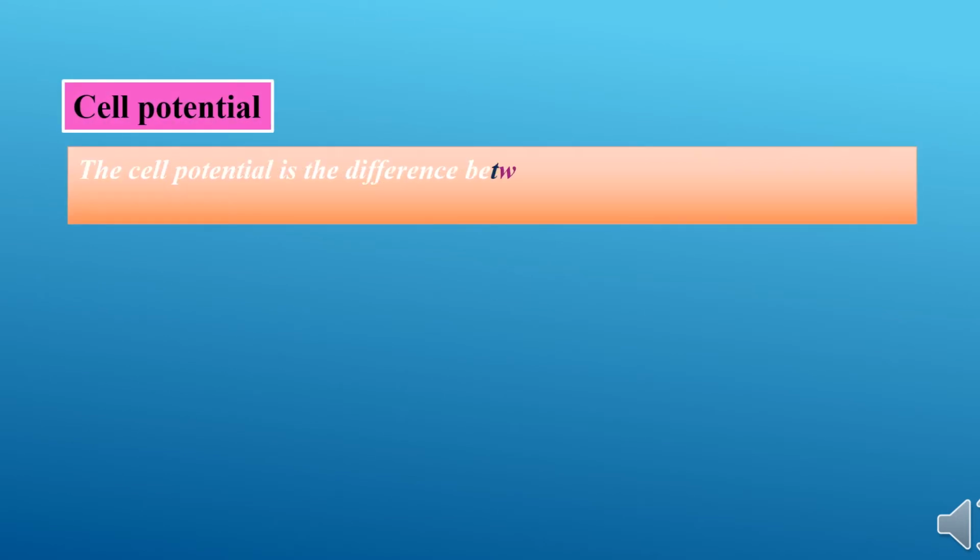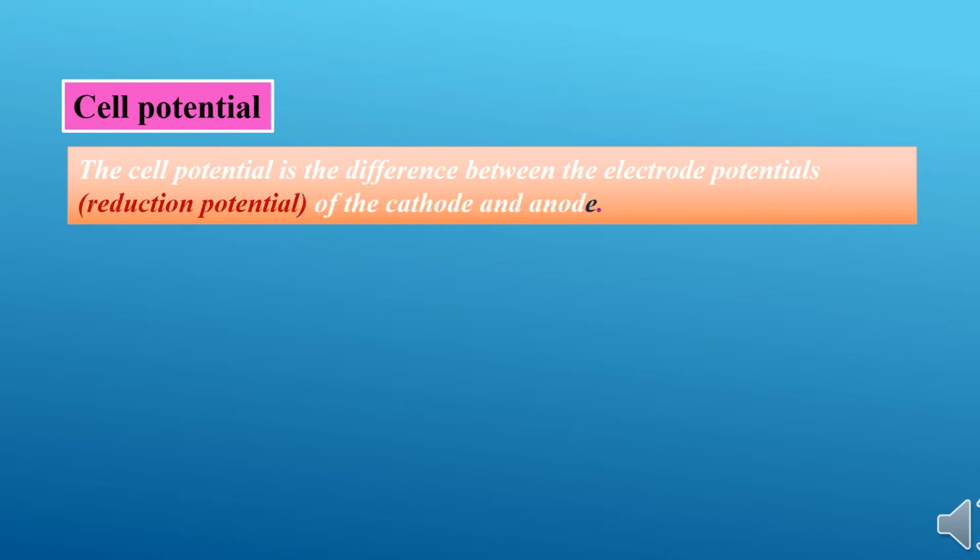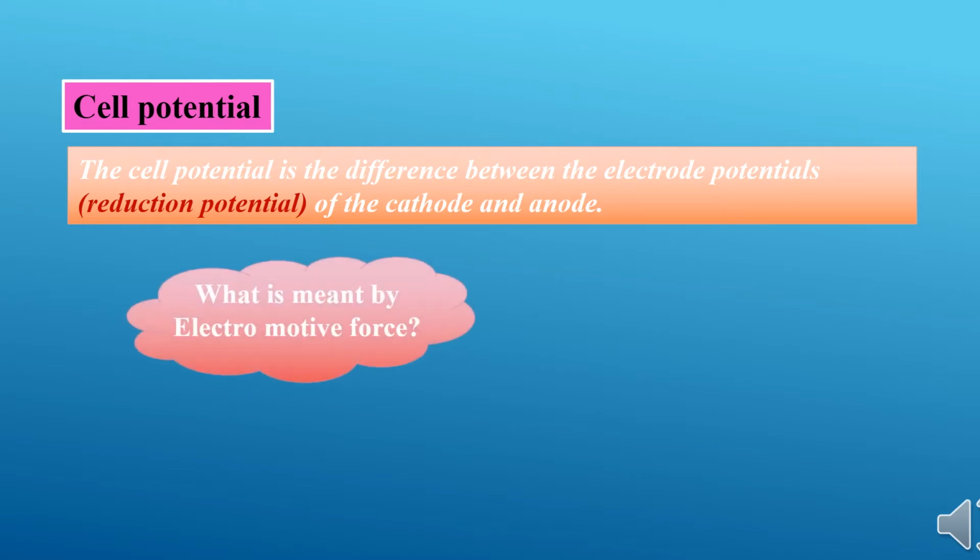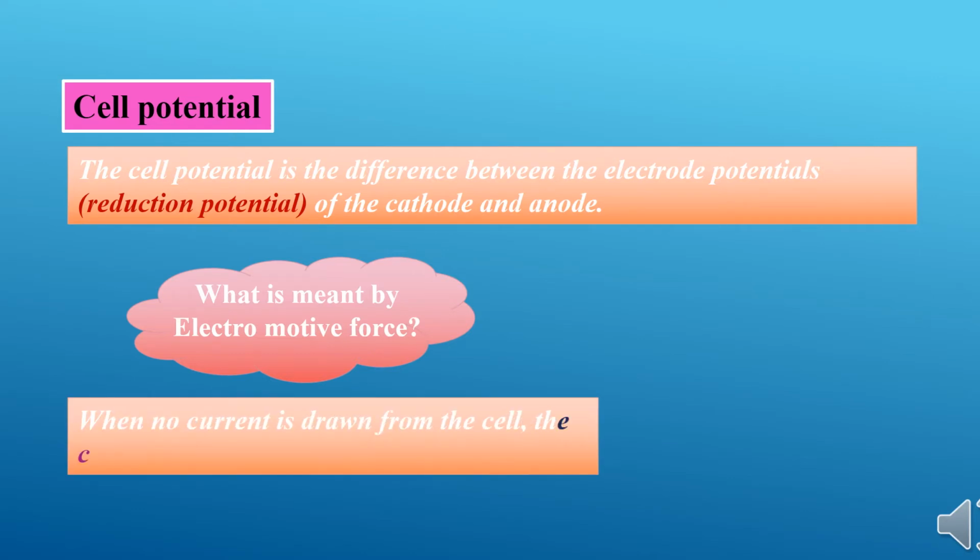With that, we are defining cell potential. The cell potential is the difference between the electrode potentials, that is, the reduction potentials of the cathode and anode. What is meant by electromotive force, that is, EMF? When no current is drawn from the cell, the cell potential is called the electromotive force, or EMF.